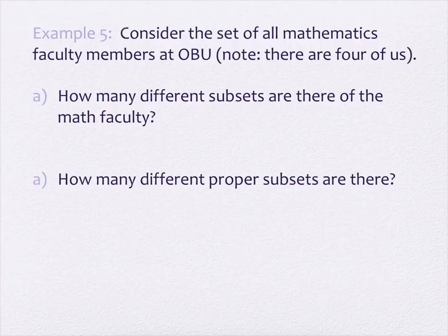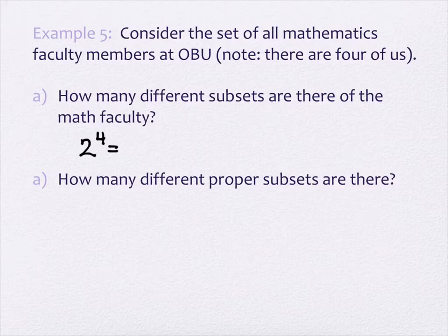So when we're looking at a set of people, we're going to do the math faculty because it's a small number. The set of all mathematics faculty members at OBU, there's 4 of us: Dr. Marsh, Dr. Tucker, Dr. Drake, and myself. And we want to know how many different subsets there are. Well, according to this definition, it should be 2 to the 4th. So what is 2 to the 4th?